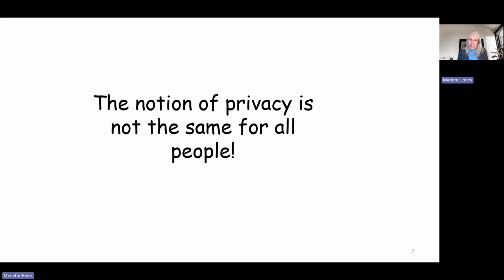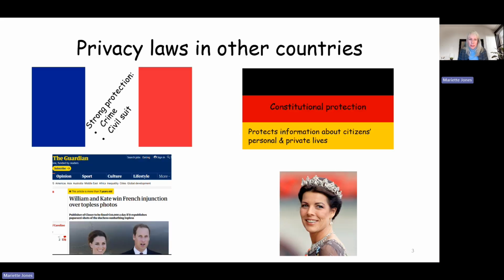Privacy doesn't mean the same thing to everyone, and historically, English law protected privacy only indirectly through other torts like trespass, defamation, malicious falsehood, harassment, or property law. This is in marked contrast to countries like, for instance, France, where privacy is given strong protection both in criminal and civil law, as well as Germany, where privacy enjoys constitutional protection.